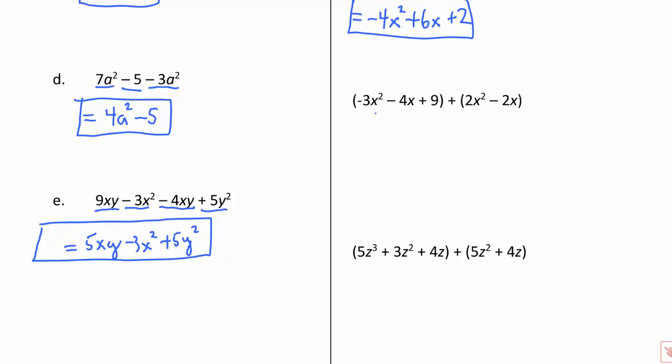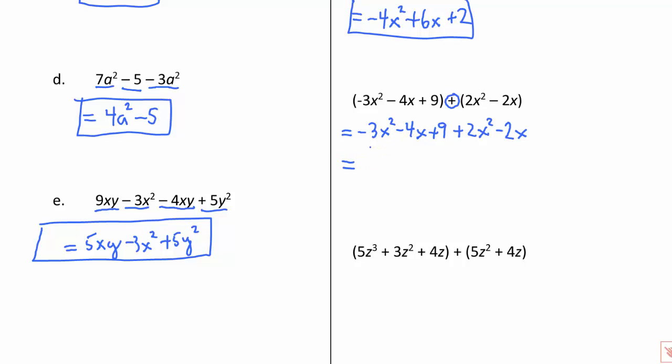Alrighty. Negative 3x squared minus 4x plus 9 plus 2x squared minus 2x. Notice again, the operation is addition. Be very careful about that. Because it's addition, I don't change any signs here. All I pretty much do is just drop the parentheses. So this is going to be negative 3x squared minus 4x plus 9 plus 2x squared minus 2x.